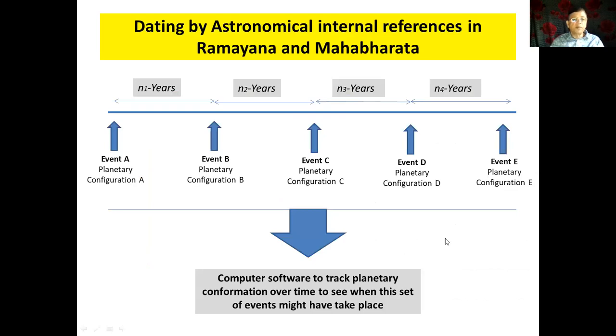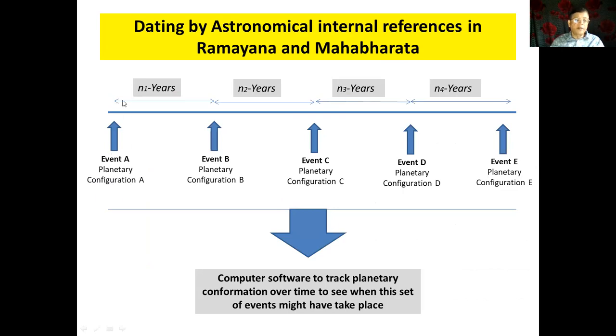And this is what I was talking about, astronomical references in Ramayana and Mahabharata. Now let's take an example. Suppose there is an event A, and the scriptures or the epics tell that there was a particular planetary configuration A at that time.